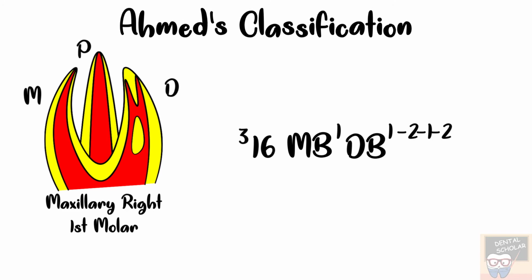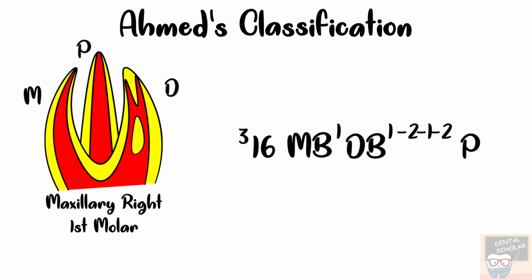Next is the palatal root. So we will write P representing the palatal canal. And as you can see, it has a single canal throughout. So we just write 1. So the entire formula will become 3 representing the number of roots, 1, 6 representing the tooth, MB representing the mesiobuccal root, 1, then DB, 1, 2, 1, 2, then P, 1.